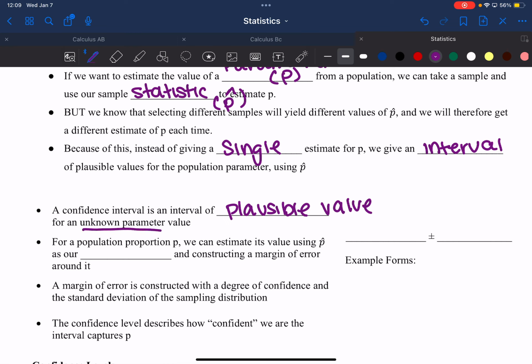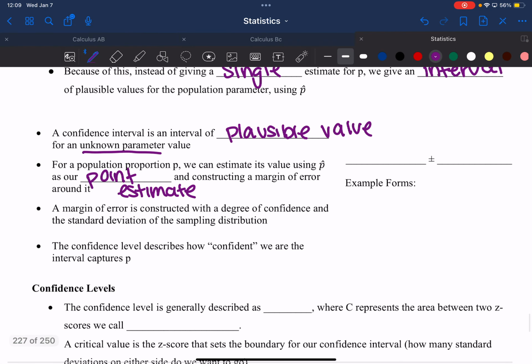so repeating what we just said above, for an unknown parameter. Okay, we need a confidence interval in order to estimate P. We don't know P. For a population proportion P, we can estimate its value using P hat as our point estimate, and construct a margin of error around it.